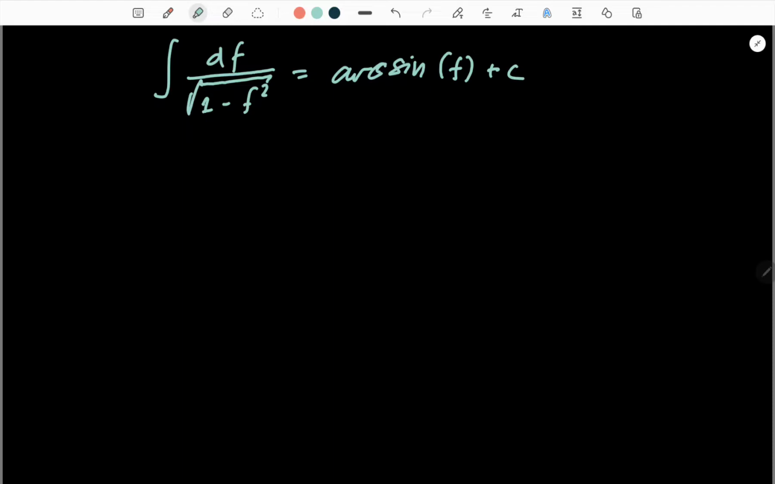Today we want to solve an integral problem using a new technique, which follows the rule: the integral of d of f over the square root of 1 minus f squared is equal to arcsin of f plus c, or also equal to minus arccos of f plus c. But for now, today we will use only arcsin of f plus c.